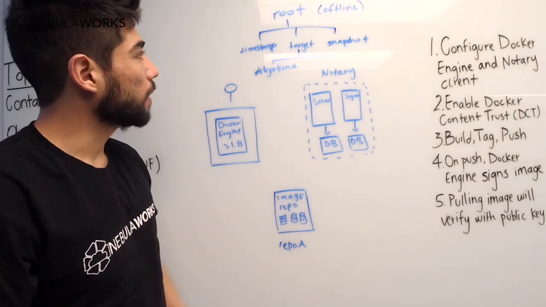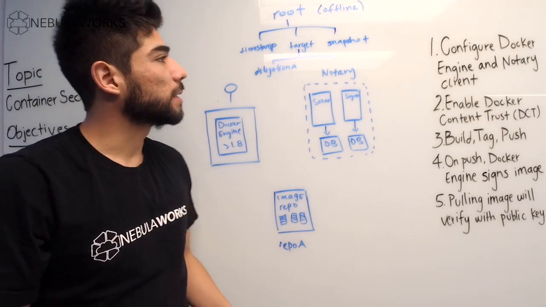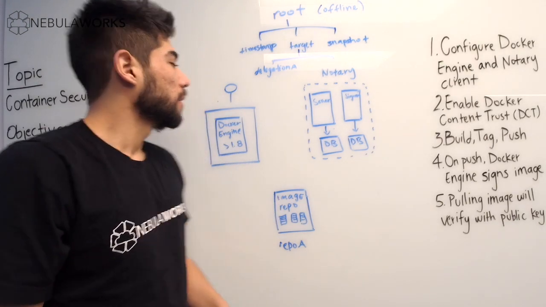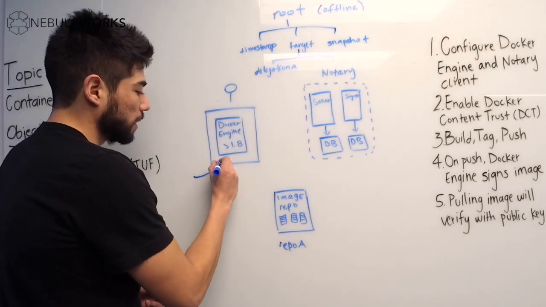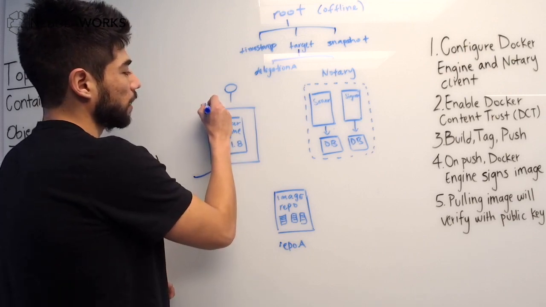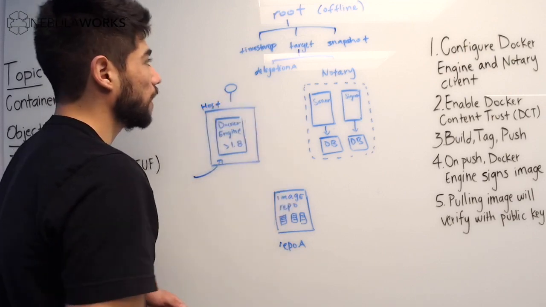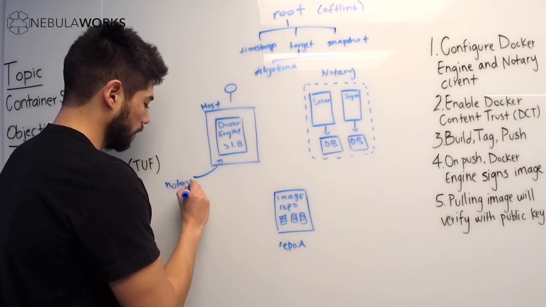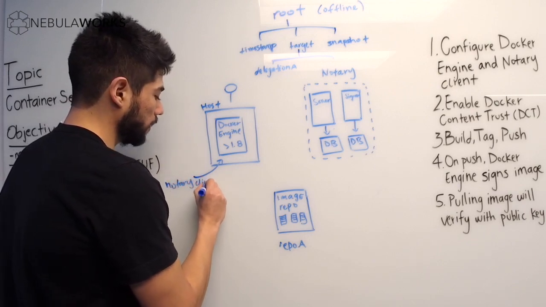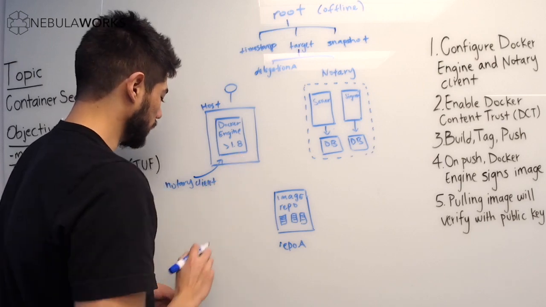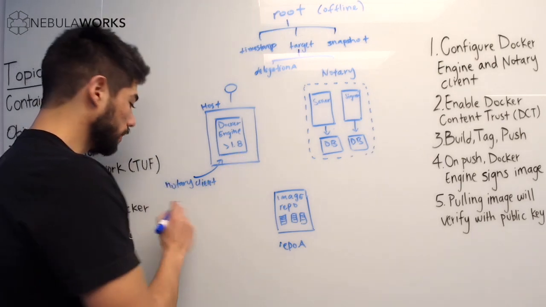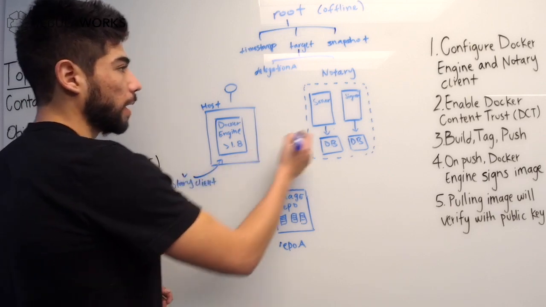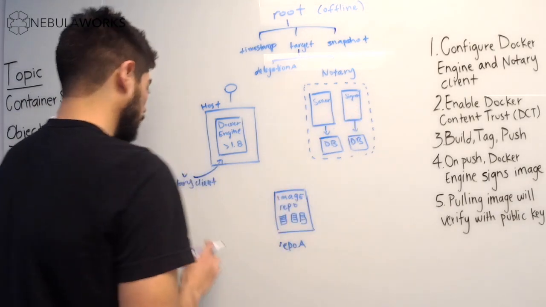So first and foremost, you have to initialize and configure Docker to use Notary. Another component that must exist on this host, if this is the developer workstation, is the Notary client. The Notary client, or the Notary CLI, will exist on this machine. And what we'll do is make this Notary client aware of this server and signer.